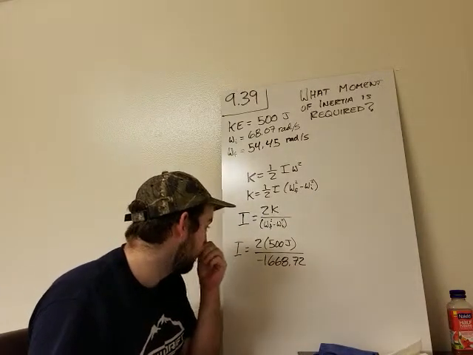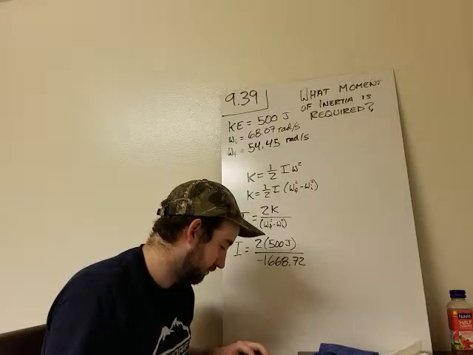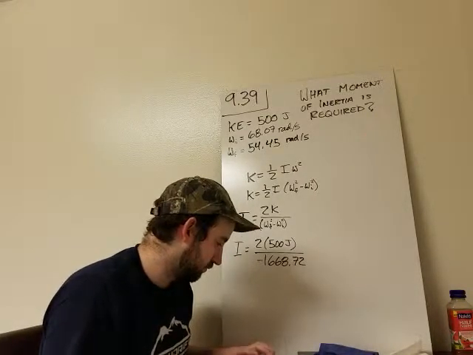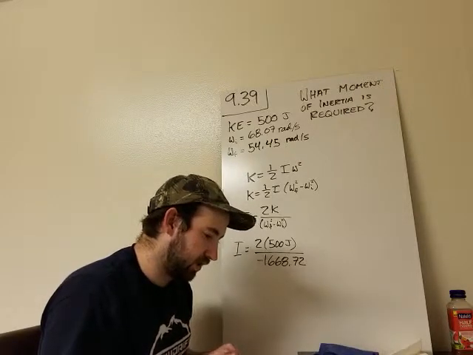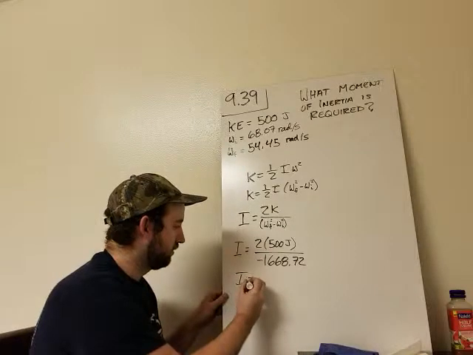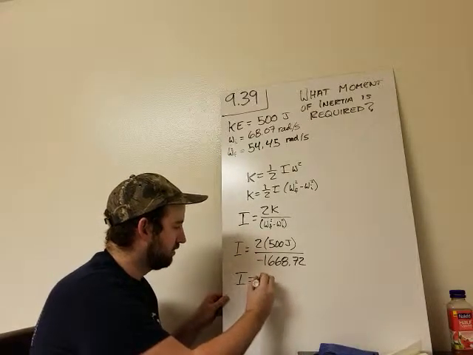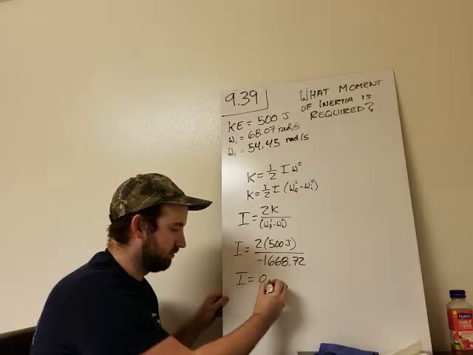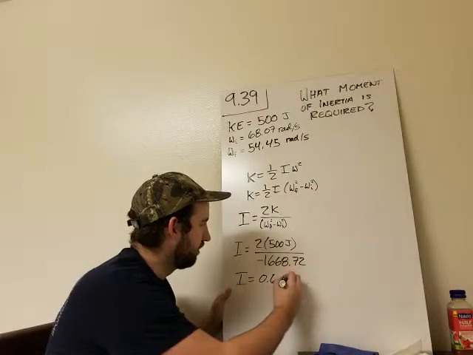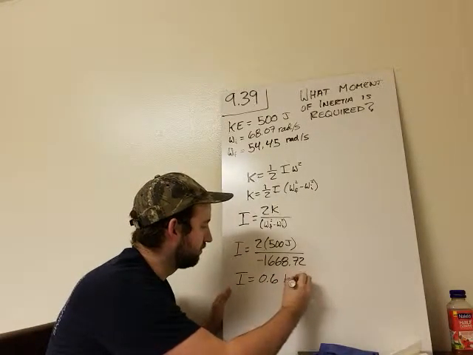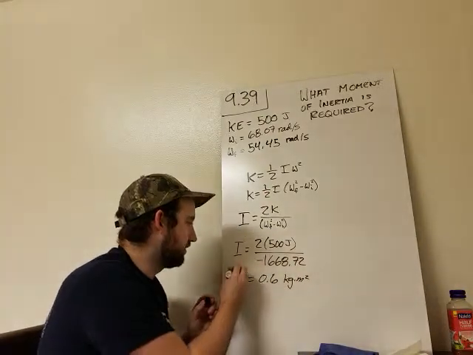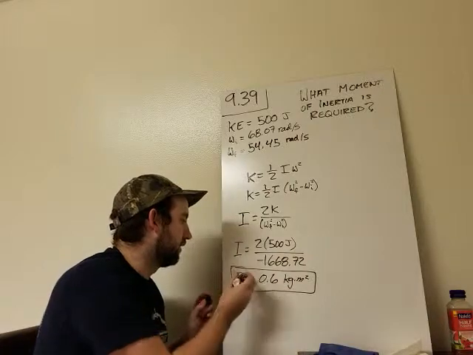So now we can divide these. We end up getting that the moment of inertia is equal to 0.599. We'll just say 0.6 kilograms times meters squared. So that's what we're looking for.